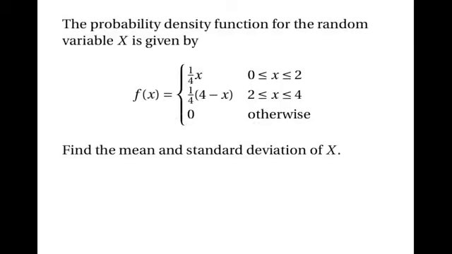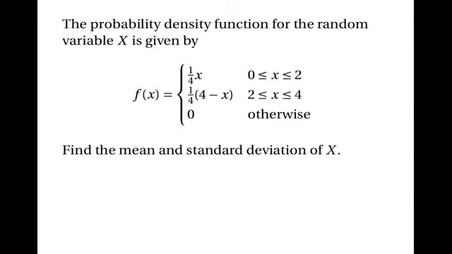Okay, now let's look at another example. Let's look at the random variable whose probability density function is given by f of x is 1/4 of x when x is between 0 and 2, 1/4 of 4 minus x when x is between 2 and 4, and 0 otherwise. And let's find the mean and the standard deviation of x.